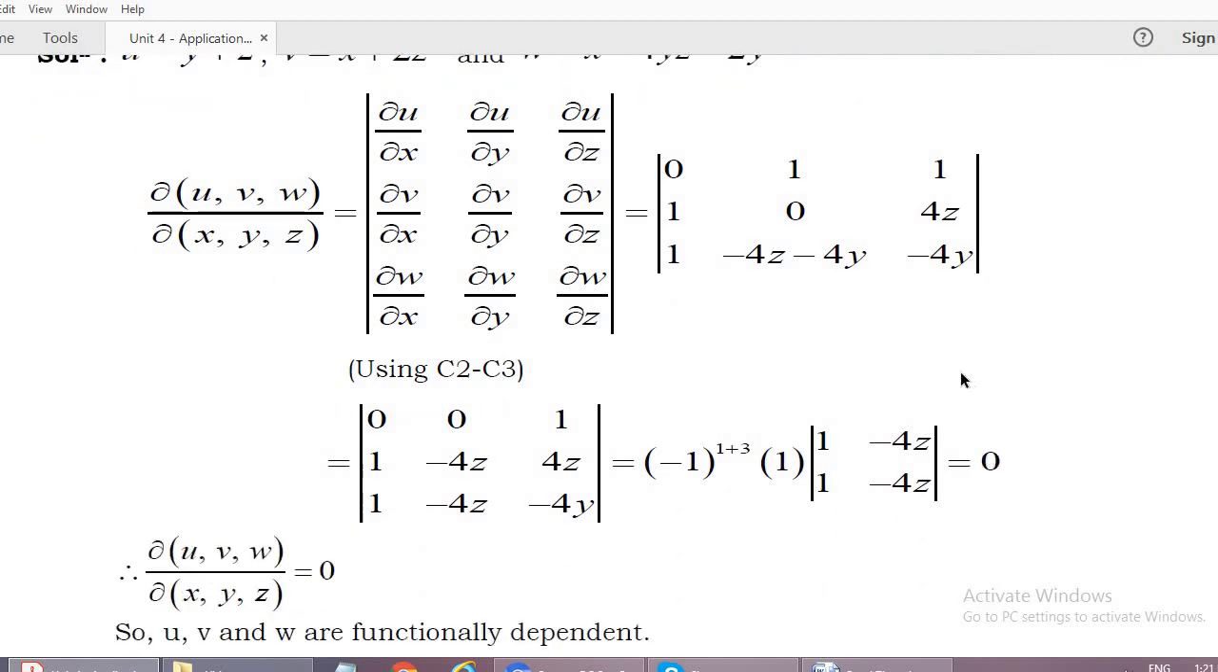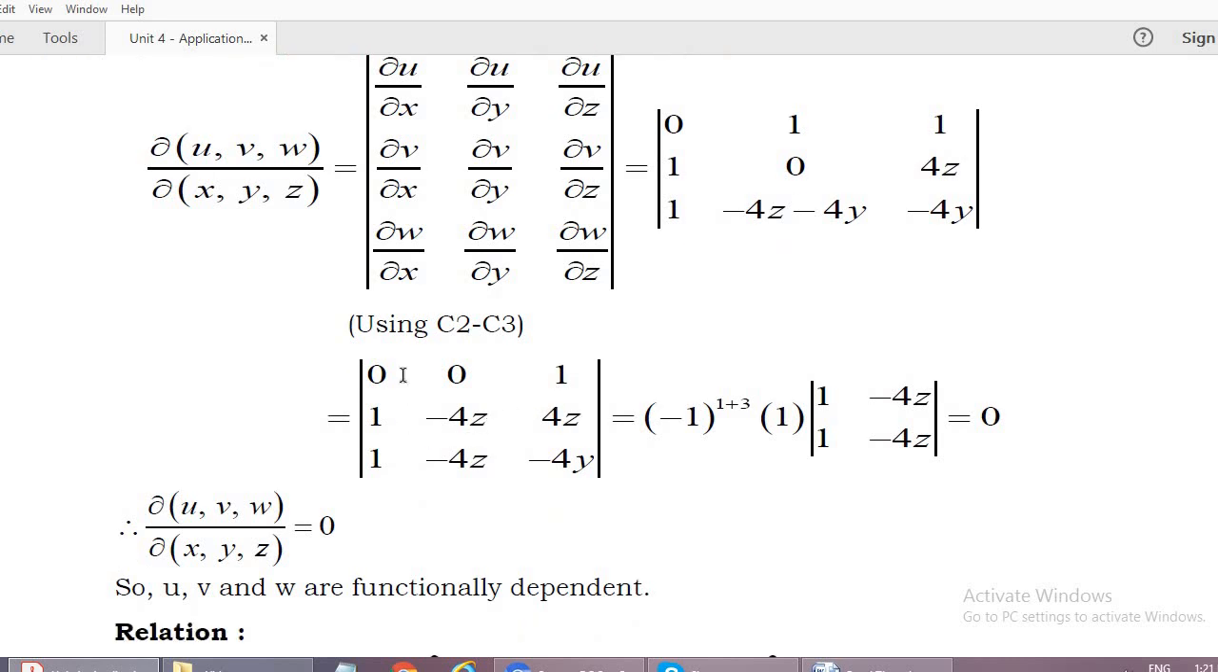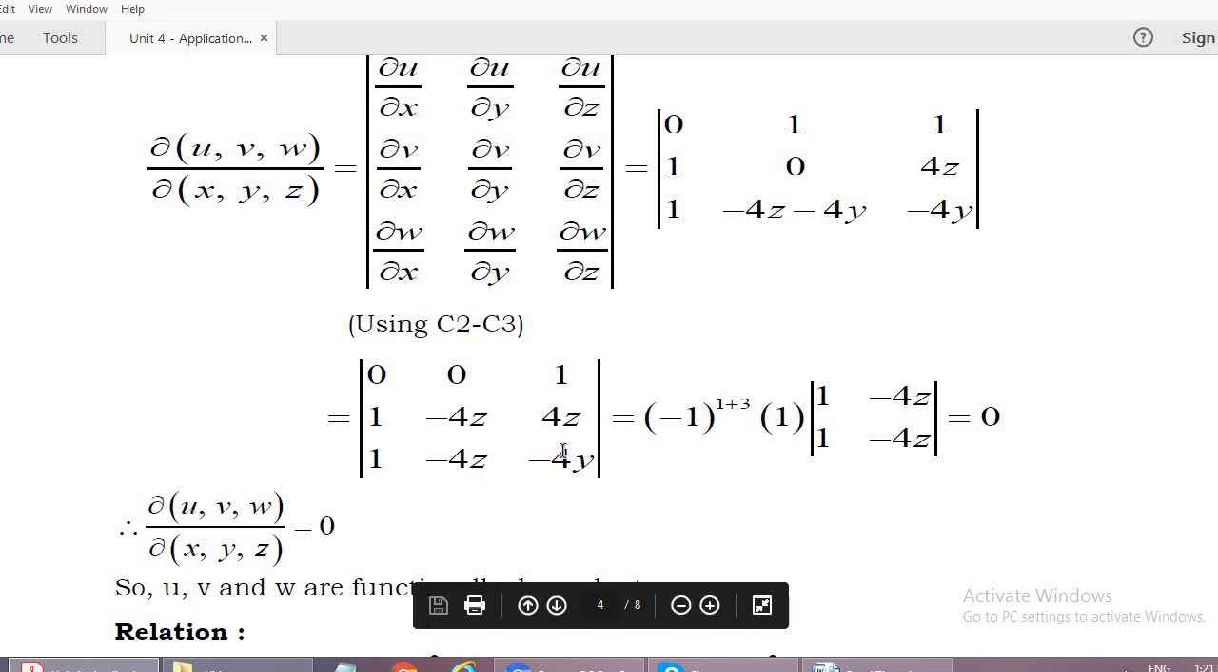Again, towards simplifying this determinant, we are trying to bring 0 here by making use of this 1, and for that the necessary operation is c2 minus c3. So there will be no change in column 1 and column 3, and only column 2 will be changing. 1 minus 1 is 0, then 0 minus 4z is minus 4z, and this expression minus this expression will be equal to minus 4z.